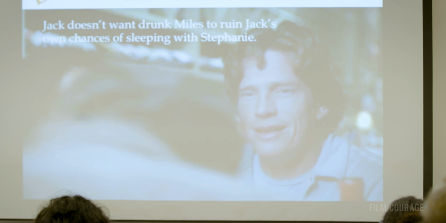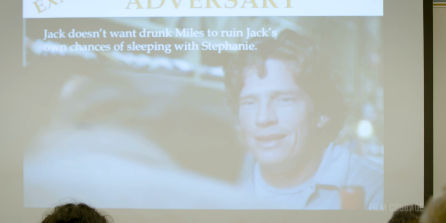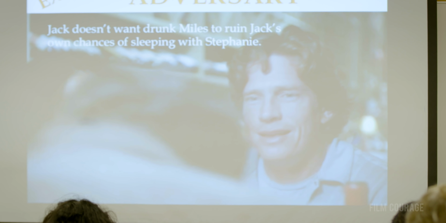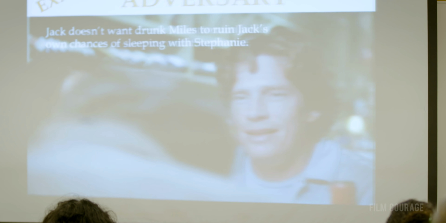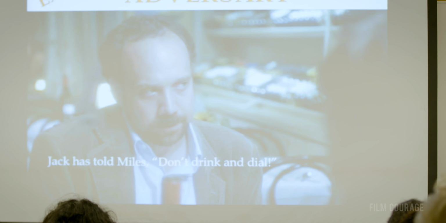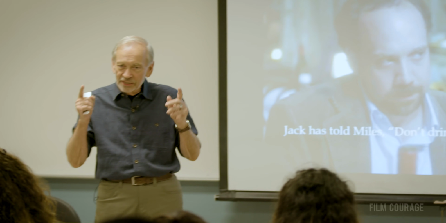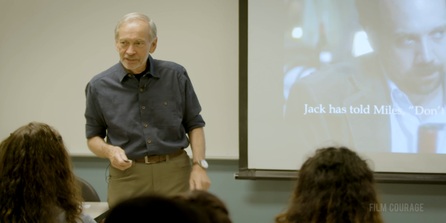Jack doesn't want a drunk Miles to ruin Jack's own chances of sleeping with Stephanie. Jack is, yes, a narcissist, and he's just worried about his own goals and concerns, but he's sweet and he's funny. And he has told Miles, do not drink and dial. He told him, just outside, he's been shaking him. You cannot drink and dial. I don't want you spoiling this date.